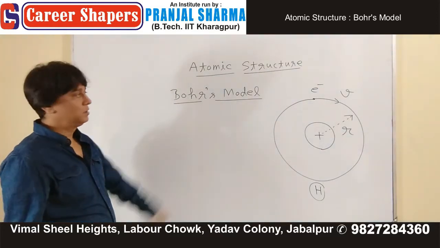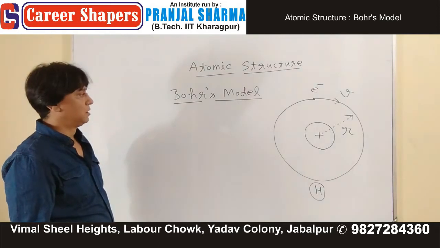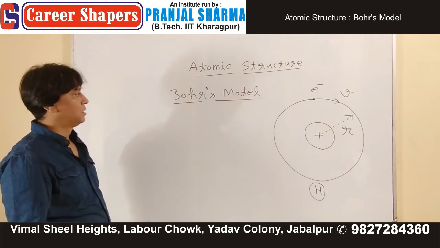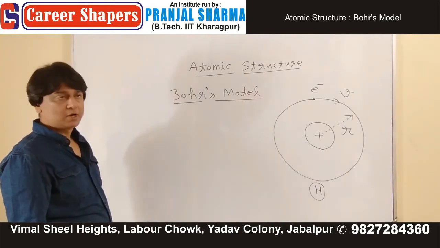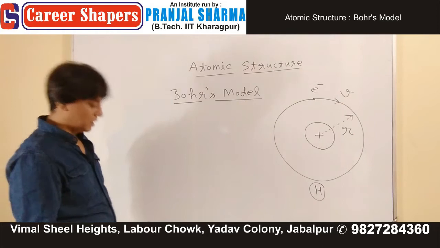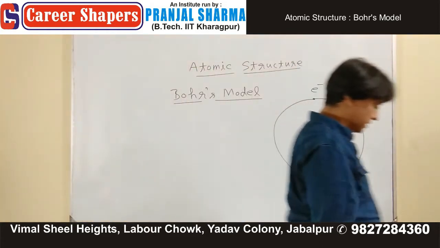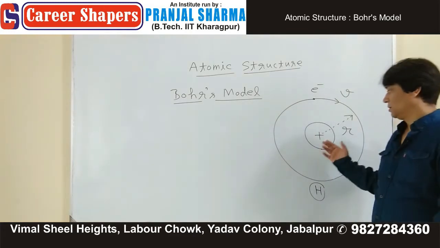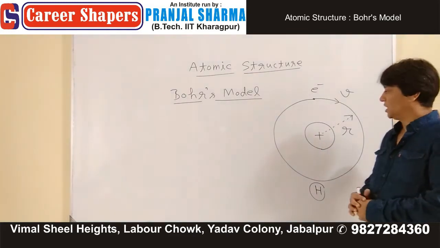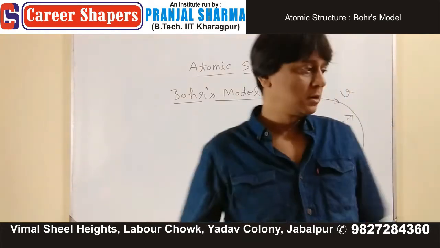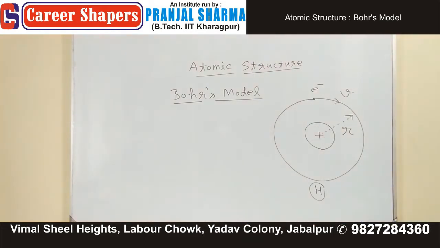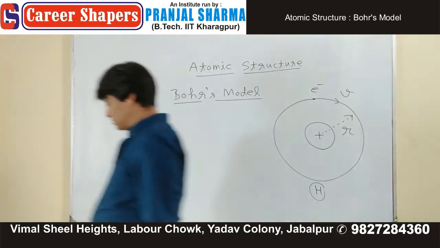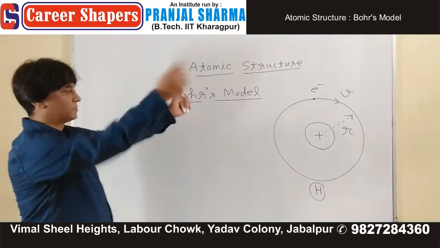Write down the first assumption. According to Bohr's model, electrons always orbit in circular trajectories about the positively charged nucleus.